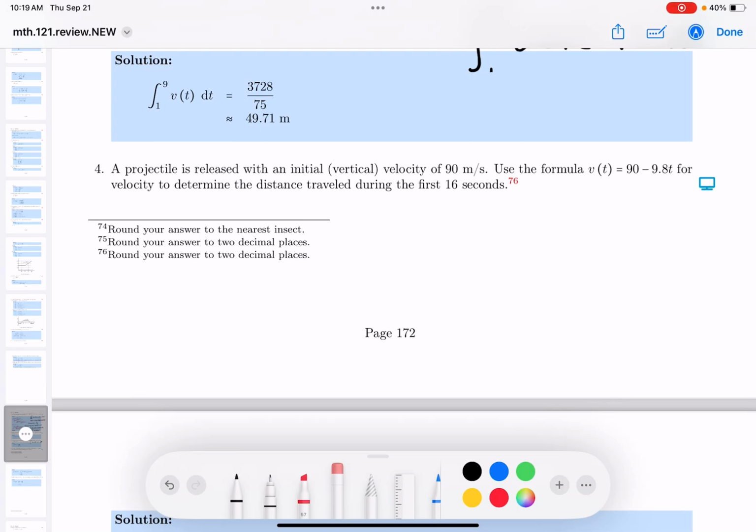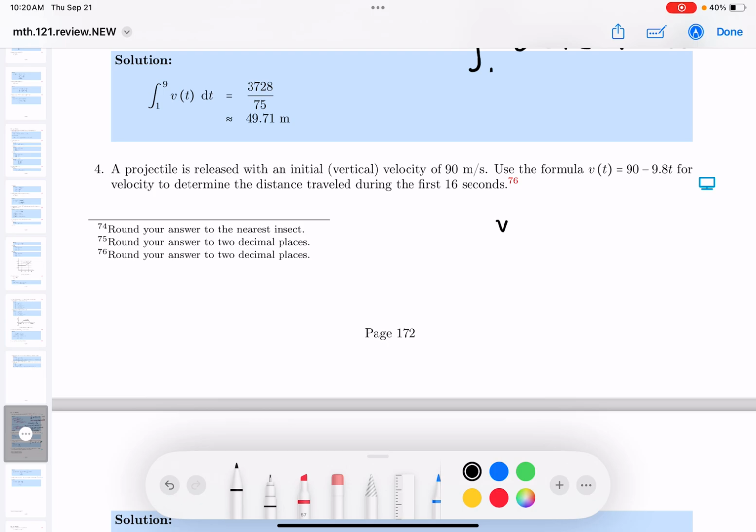Okay, so this one is more difficult, and I'll tell you why. They're not asking for displacement, they're asking for distance traveled in 16 seconds. So the way I'm going to do this is to look at the velocity function. This is vertical, it's going up, and then it's coming back down.